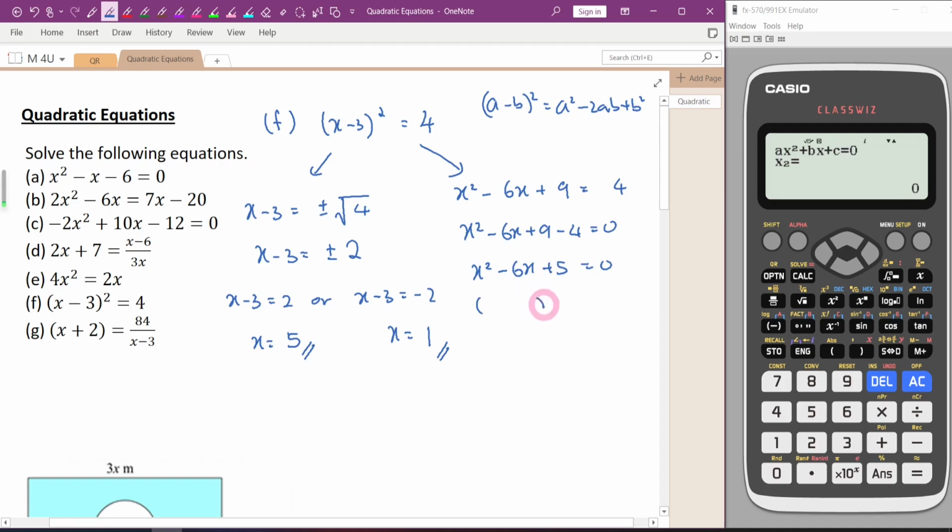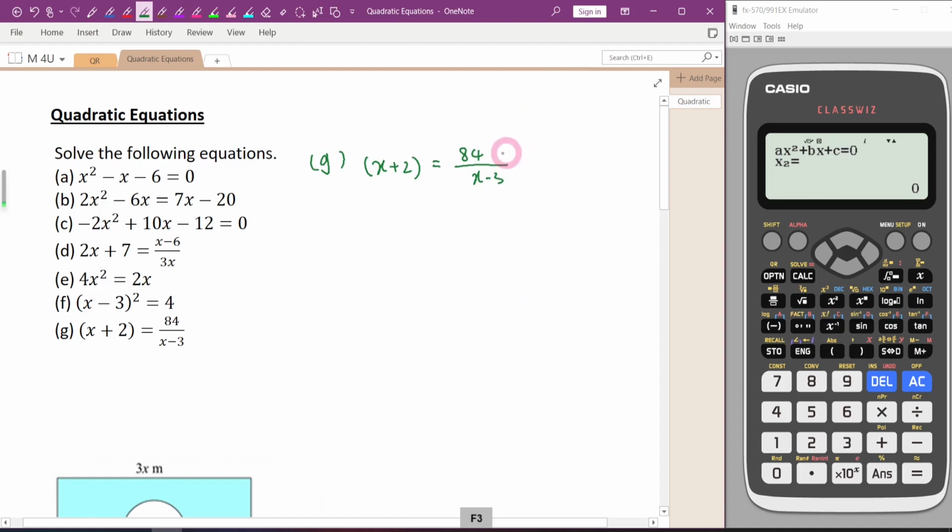Then we can start to do the factorization. You can also use the calculator if you want. Okay, x minus 1 is equal to 0, or x minus 5 is equal to 0. X is equal to 5, x is equal to 1. Both of the methods give us exactly the same answer. Okay, now let's go to part G.